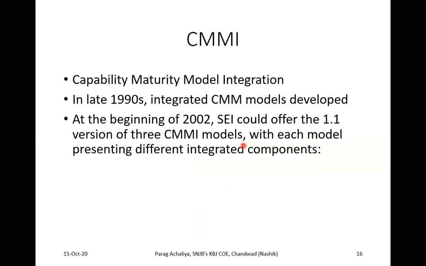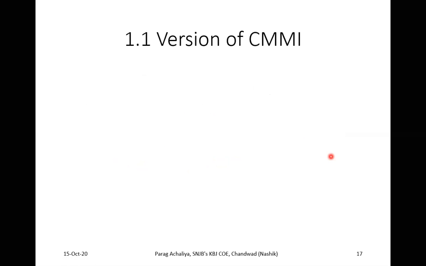At the beginning of 2002, the Software Engineering Institute could offer the 1.1 version of 3 CMMI models. There are total 3 CMMI models, out of which the first one was your 1.1, which was proposed in 2002, with each model presenting different integrated components. Which different components? Let's see the first version, that is your 1.1 version of CMMI.